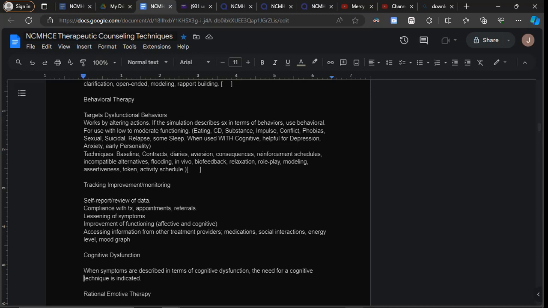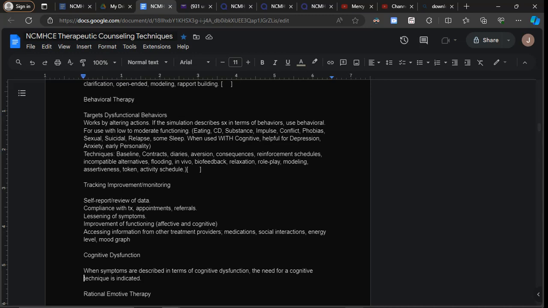Tracking improvement and monitoring: self-report, review of data, compliance with treatment, appointments, referrals, lessening of symptoms, improvement of functioning, affective and cognitive, assessing information from other treatment providers, medications, social interactions, energy level, mood graph, cognitive dysfunction.